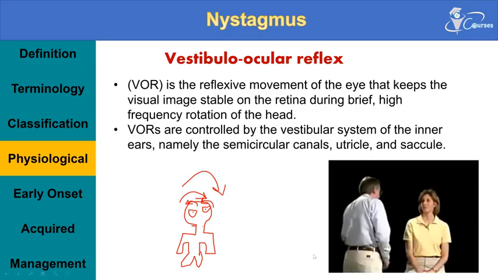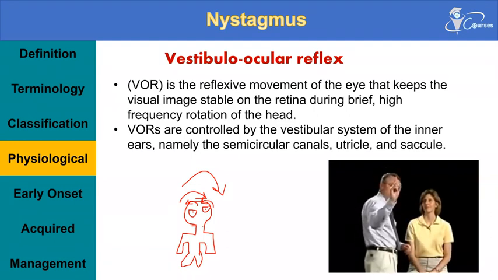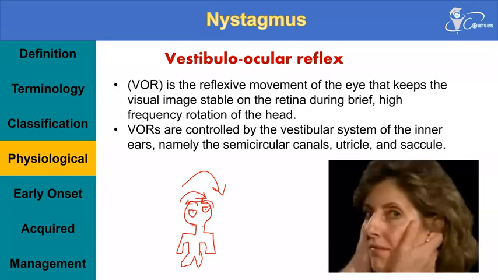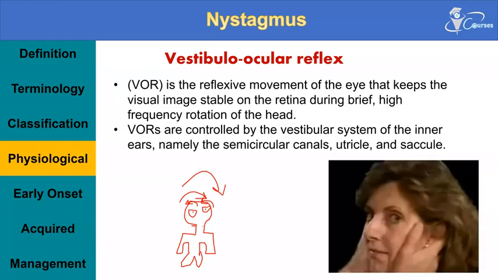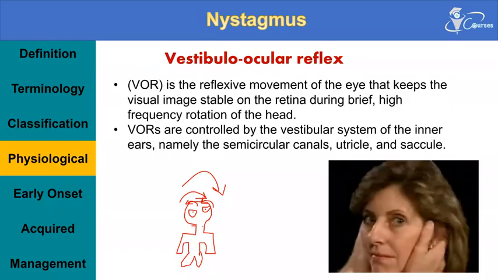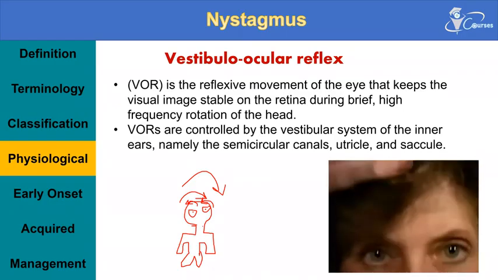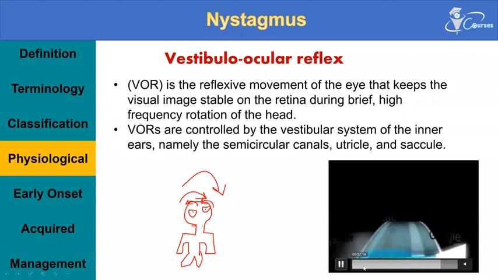So let's see this video to see the vestibulo-ocular nystagmus. The patient is looking at a target, and we try to rotate or tilt the head. During brief, rapid, high frequency movement of the head, there will be some vestibulo-ocular nystagmus. Let's see it again.